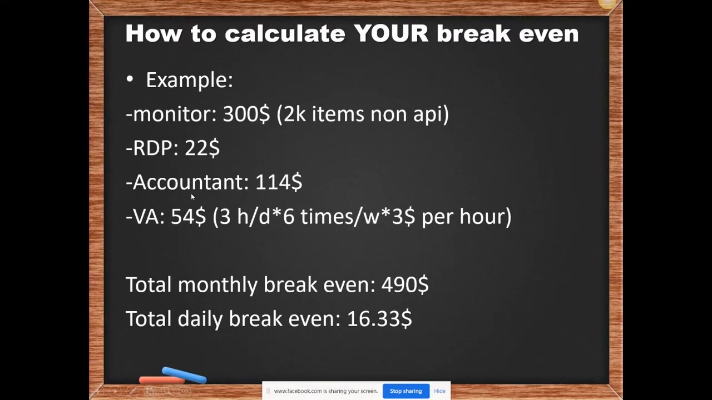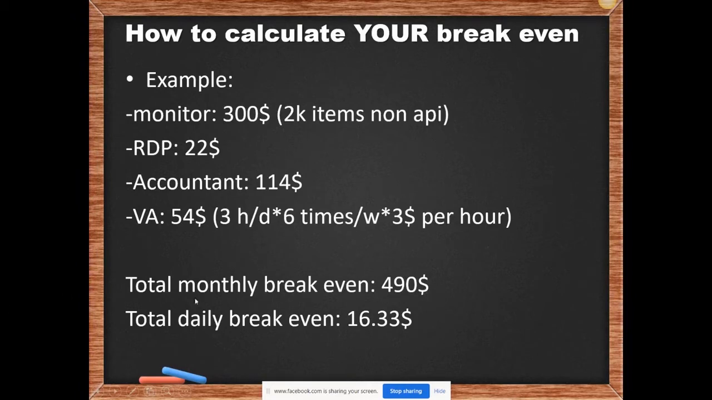For the accountant, I pay about $114. This is a standard Israeli payment. And let's say I have one VA who works 3 hours a day, 6 times a week, and I pay him $3 per hour. It costs me $54 a month. You add all of this up, and you get that my total monthly break even is $490.